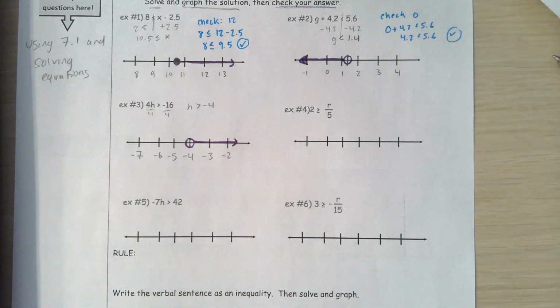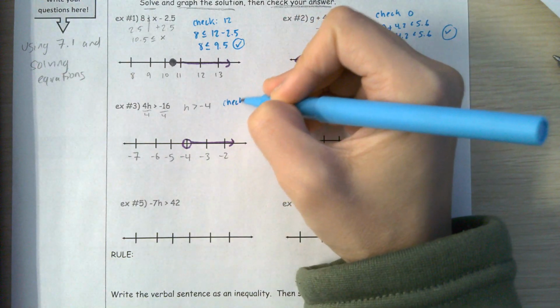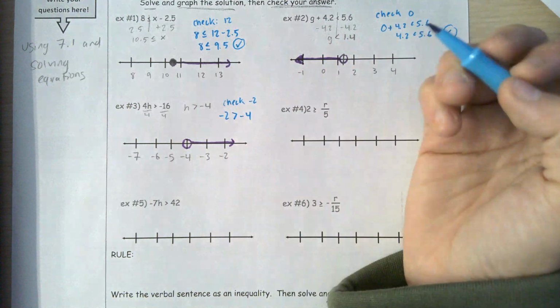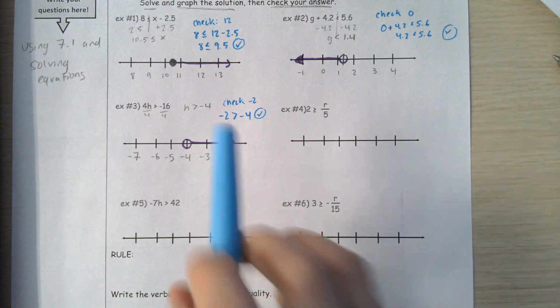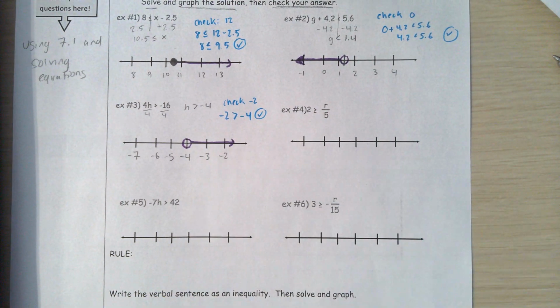And let's check negative 2. So is negative 2 greater than negative 4? Yes, it is, because it's less negative, right? I'd rather owe someone $2 than owe someone $4. So we did this one right.